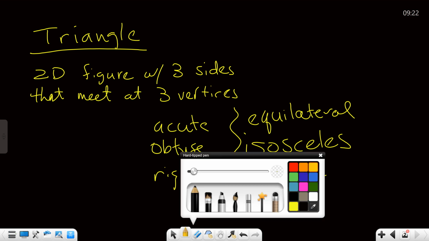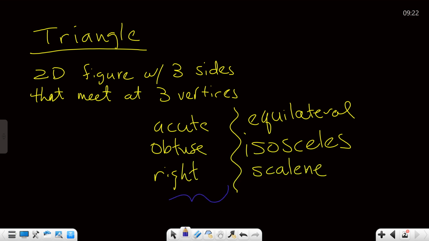What do these have in common? What is that comparing? The equal measure. Beautiful. These are angles. What are these comparing? Did you Google this? No. Okay. Go ahead. The sides. The sides.